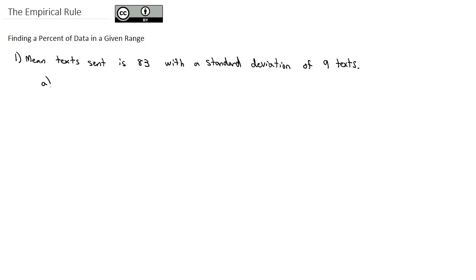If this is the case, we want to know approximately, because the truth is the empirical rule is only giving us an approximation. It's a pretty good approximation, but it is just an approximation. Approximately what percent of days send between 83 and 101 text messages?